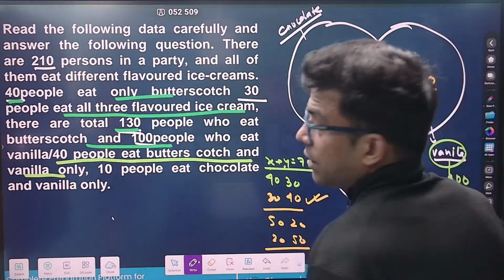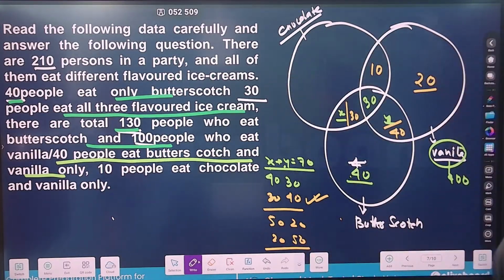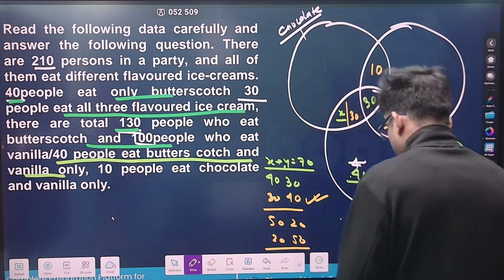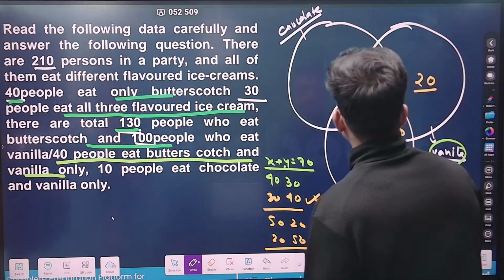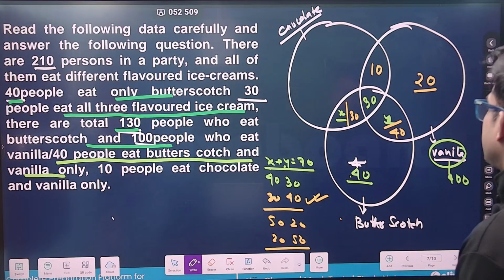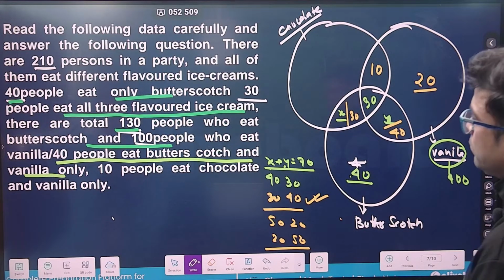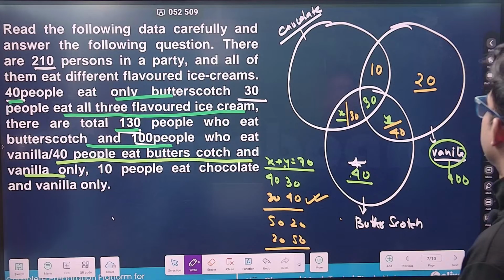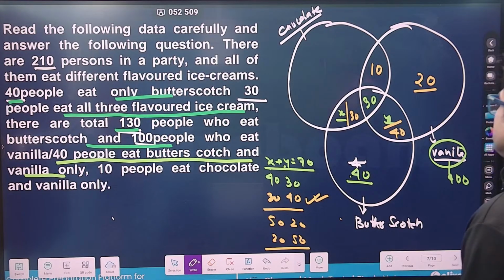Okay, now if you want to figure out the chocolate, that is quite different. You can figure it out because nothing is given about the chocolate. Correct. Correct or not? Say yes or no. Come on, say yes or no.